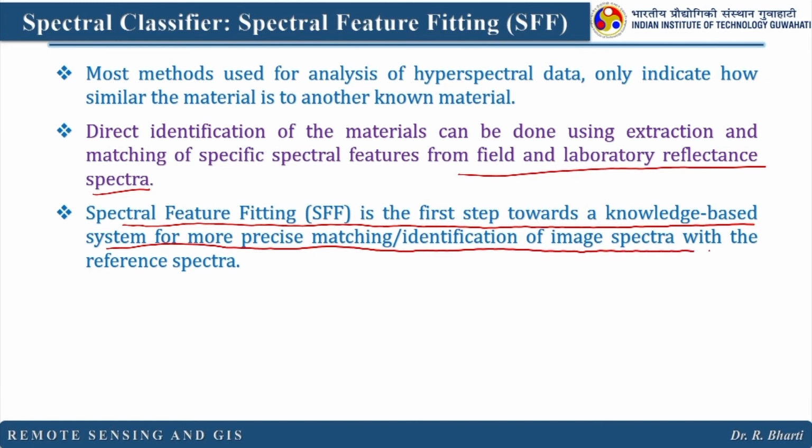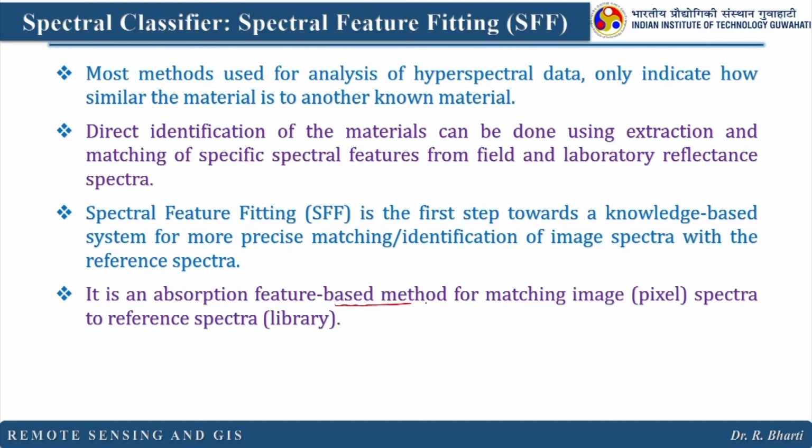So spectral feature fitting is the first step towards a knowledge based system for more precise matching or identification of image spectra with the reference spectra. It is an absorption feature based method for matching image spectra to reference spectra, right. So image spectra is basically your target spectra and reference spectra is basically your library spectra, which is derived from the image as an end member, or from the field where you have used a spectroradiometer, or you might have brought that sample to the lab and then measured the spectral response, right.